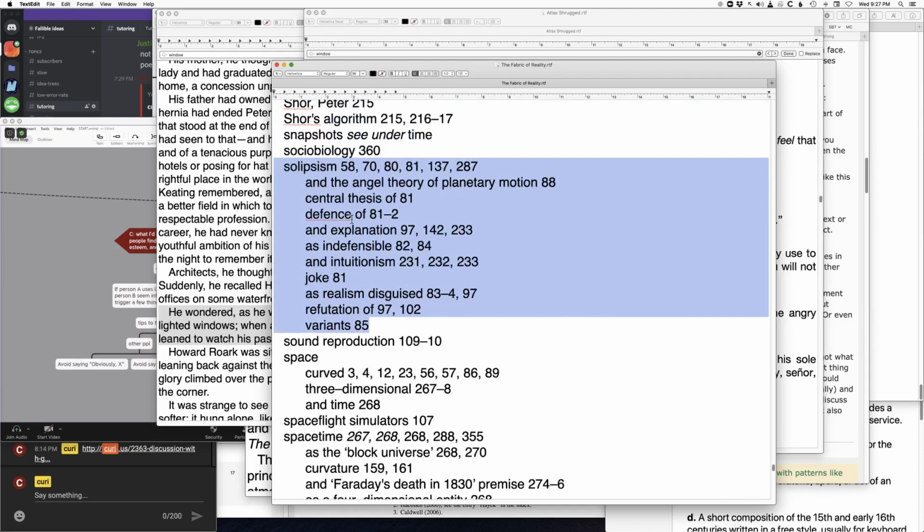So did you see how solipsism comes up on many different pages, and there's many subsections? It's indexed a lot, right? Yeah, there's a lot of solipsism. It seems like there's a lot more than I'd kind of expect.